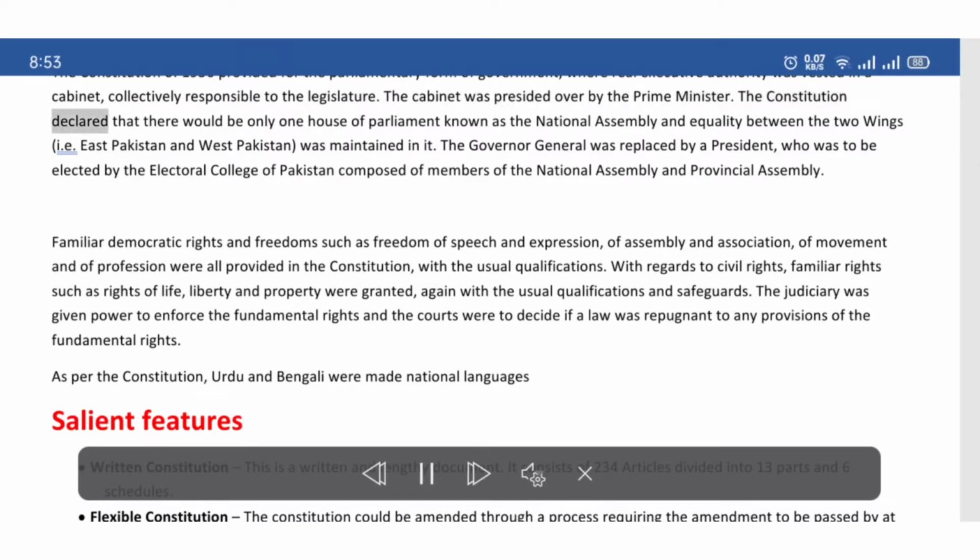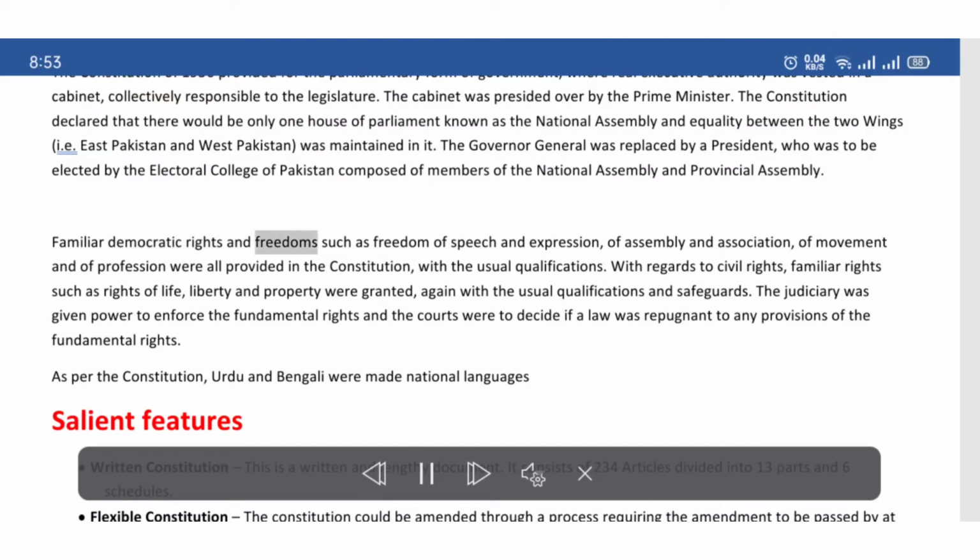The Constitution declared that there would be only one House of Parliament known as the National Assembly, and equality between the two wings, i.e. East Pakistan and West Pakistan, was maintained in it. The Governor-General was replaced by a President, who was to be elected by the Electoral College of Pakistan, composed of members of the National Assembly and Provincial Assembly.